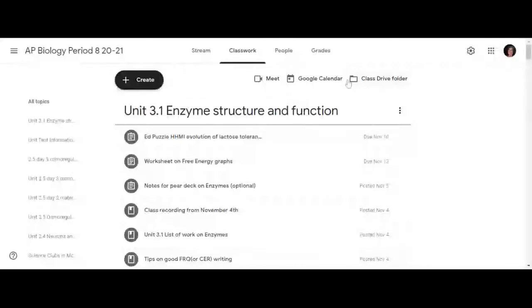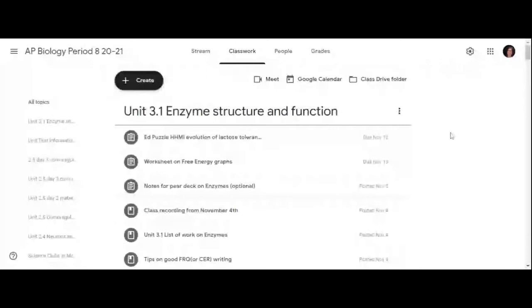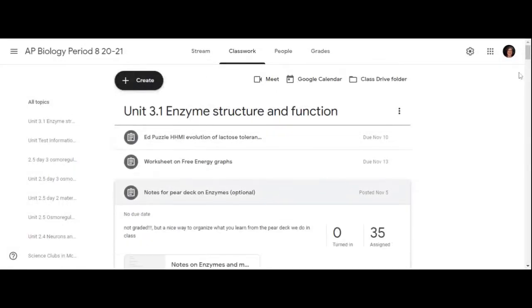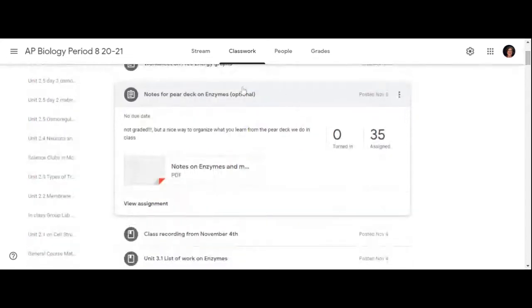Taking it out of here for just a second. Let's go to the classwork tab. Here we go. There we are. Okay, so I popped a few more things in here since last time I saw you. So this right here, the notes for Pear Deck on enzymes. It's optional, right? It's not very long, but it has the blank pictures of the graphs on it. So if you wanted to open that up and print it out to scroll on while we're talking, it might be a good idea if you like to have your stuff organized like that.